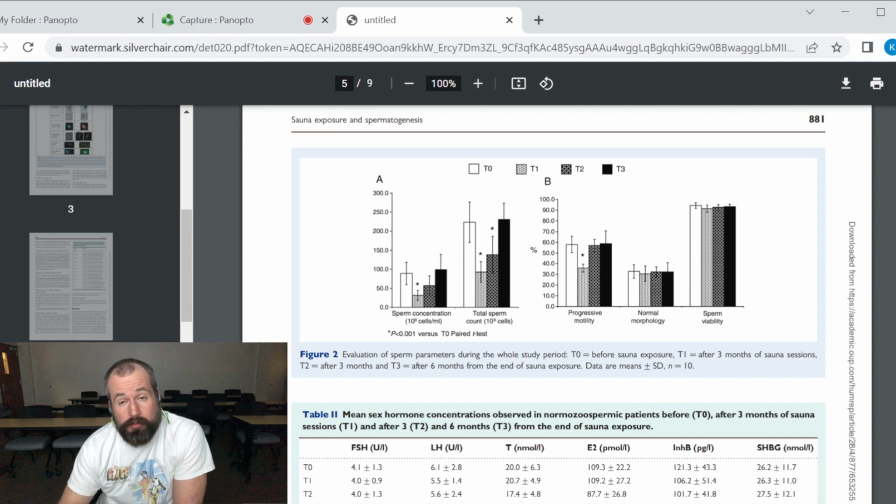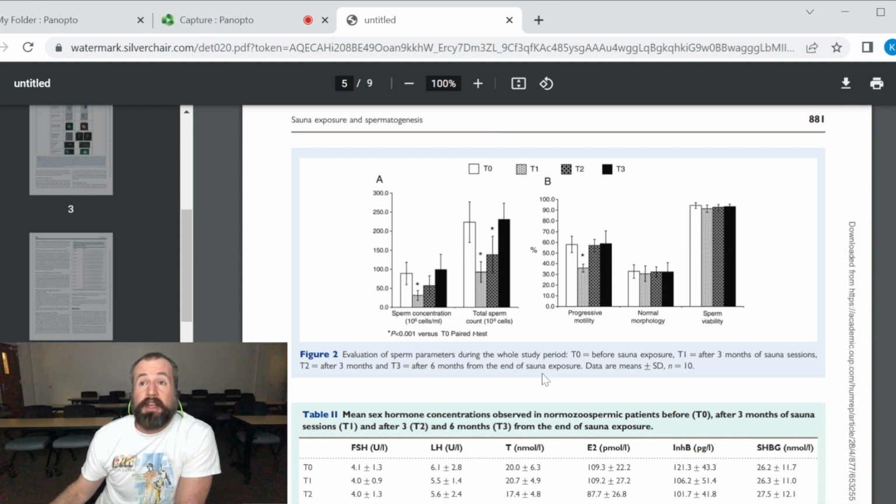So, two questions. What if you increase the frequency? And what if you already start with bad spermatogenesis in the first place? If you start with bad spermatogenesis, are you going to get a bigger decrease because you're already kind of vulnerable? That's another question. But in any case, we have this other part of the figure.